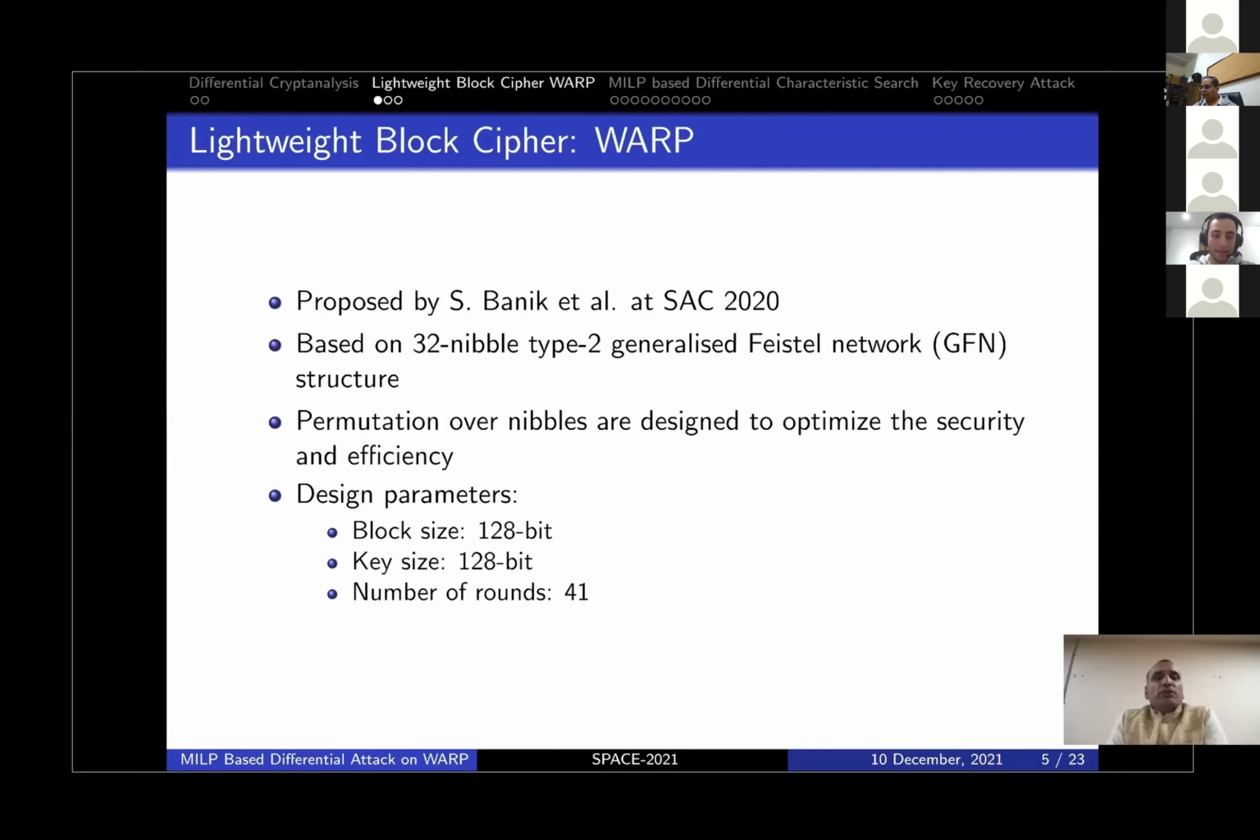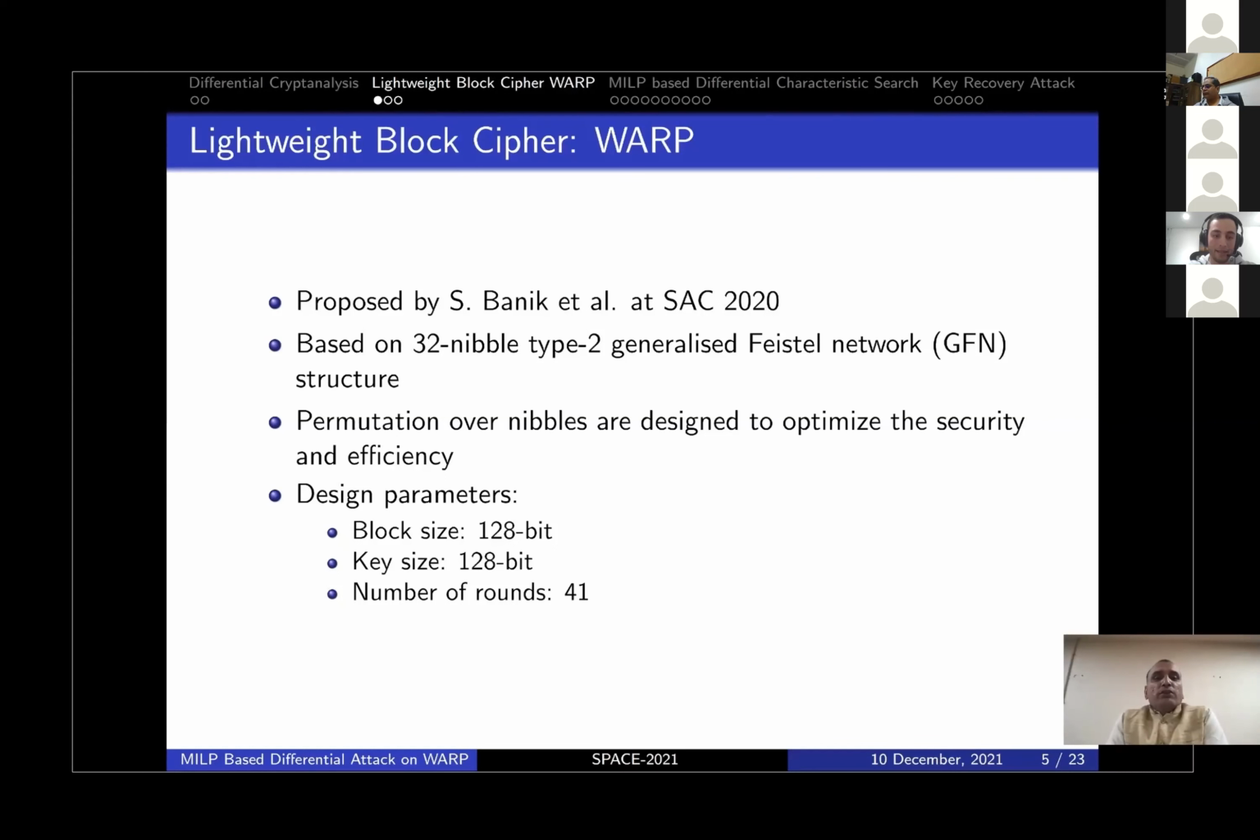Now we describe the lightweight block cipher WARP. This was proposed by S. Banik and others at SAC 2020. It is based on a 32 nibble type 2 generalized Feistel network structure. It is designed to optimize security and efficiency by designing the permutation over nibbles. Its block size is 128 bits and key size is also 128 bits. There are 41 rounds in WARP.